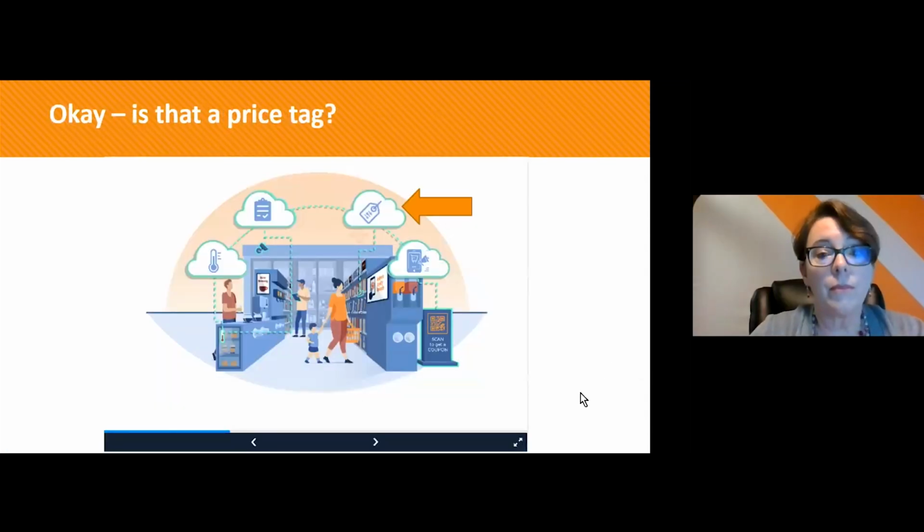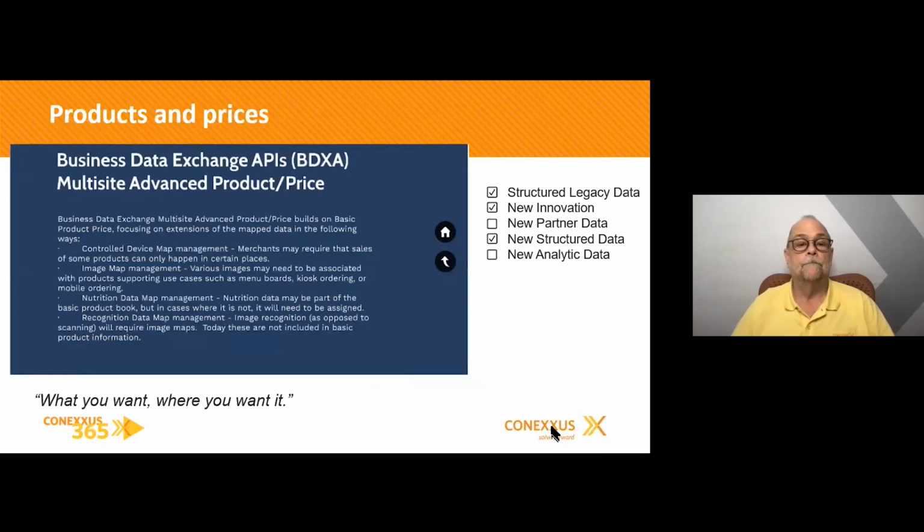Well, that is exciting. All right, so now I see a price tag. What can we say about pricing? Yeah, so you can go to the next slide. So while we've had price book for a long time in Conexxus, we haven't really had a great way to define prices such that it minimizes work for the merchant and also makes it possible not to just set a price for a location, but to set a price for a location maybe that's related to a specific device or region of the store.